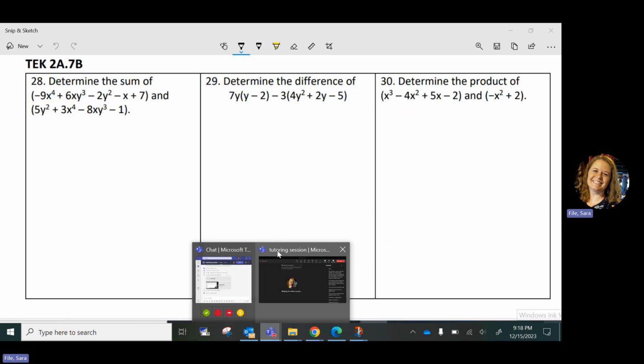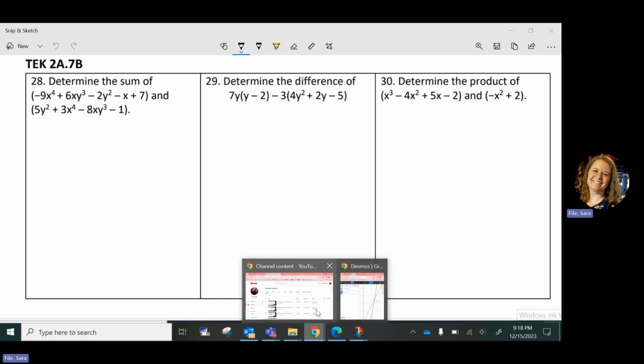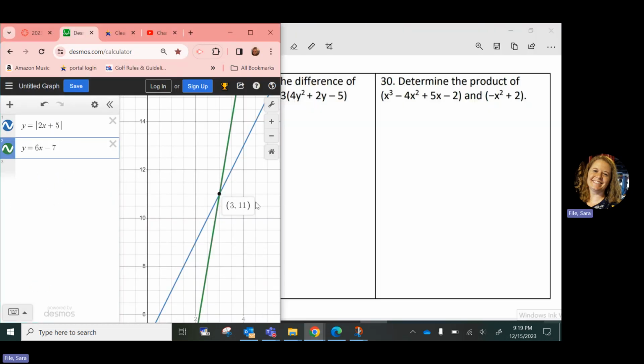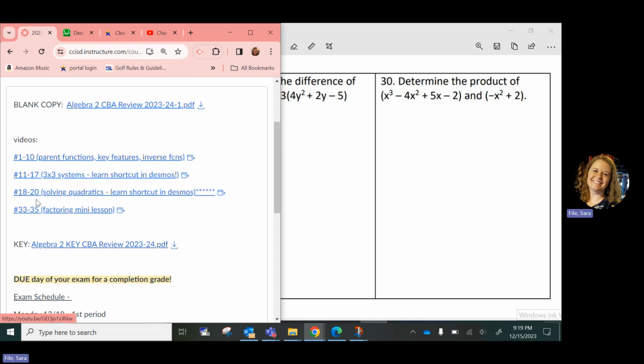Check out the other videos. I show lots of those shortcuts. I'll just point it out real fast if you're still watching. Here's our canvas. You can see their videos are broken down by question number, and there's lots of shortcuts. Learn the shortcut in Desmos for 3x3 systems. Learn the shortcut in Desmos for solving quadratics. Okay, so giving you lots of little tips and tricks and shortcuts since there's so much material, a whole semester's worth of material. If you get the calculator, use it. All right.